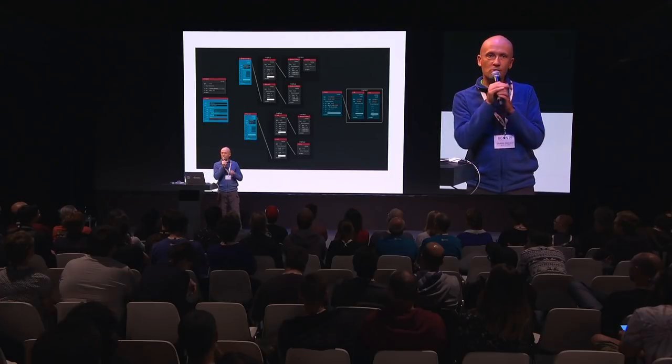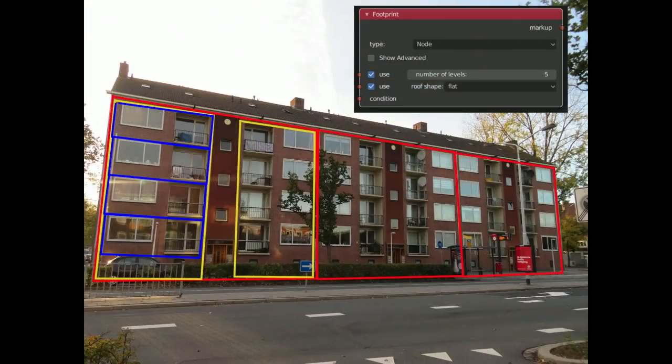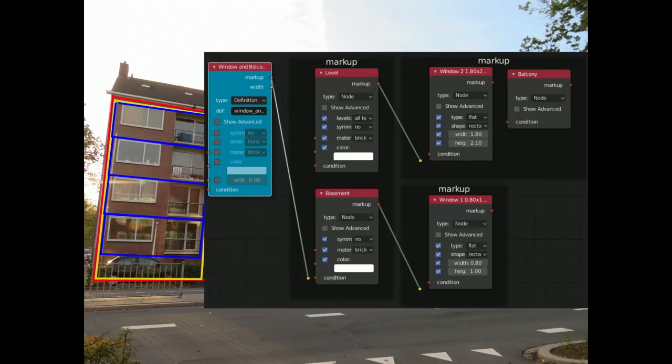I managed to describe it via Blender nodes, or a custom setup with some hacks. Let's see how it's done. First, the volume is extruded out of the building footprint. We set the number of levels and roof shape, and this can be set via a socket. It could be randomized, or it could be read from an OpenStreetMap attribute. And then let's see another part.